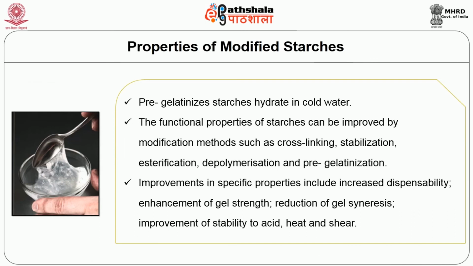The functional properties of starches can be improved by modification methods such as cross-linking, stabilization, esterification, depolymerization and pre-gelatinization. Improvements in specific properties include increased dispersibility, enhancement of gel strength, reduction of gel syneresis, and improvement of stability to acid, heat and shear.